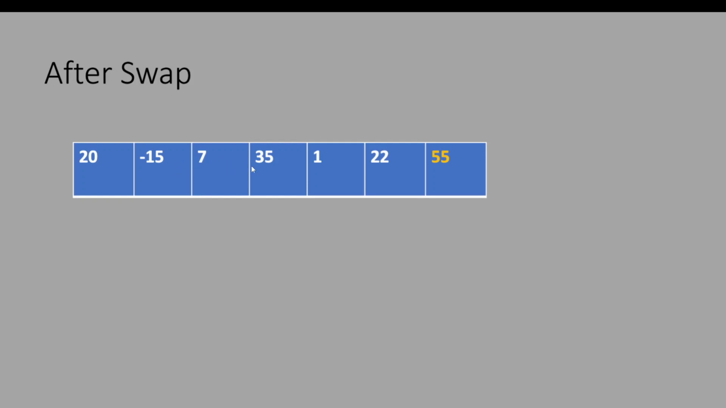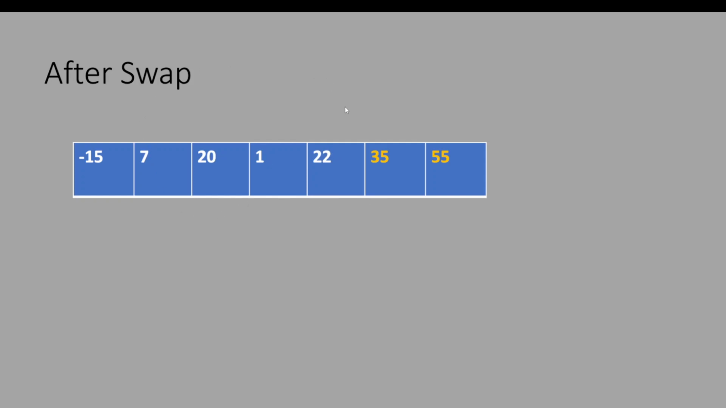Again, 20 will be compared with 35. 35 is greater than 20, so there will be no swap. Then 35 will be compared with 1. 1 is smaller than 35, so they both are swapped. 1 will be here, 35 will be here. Now 35 will be compared with 22, which is smaller. So 35 will be at its right position in the sorted array, which now these two elements belong to, and these elements are the unsorted array.